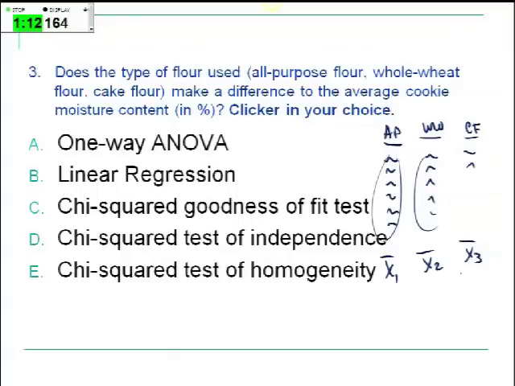So even though it's percent being measured, that first cookie might have a 62% as its answer. And that next cookie under the all-purpose might be 71%. These are the percentage of moisture within that cookie as a measure of moisture level. Moisture levels being measured. So what type of technique now?